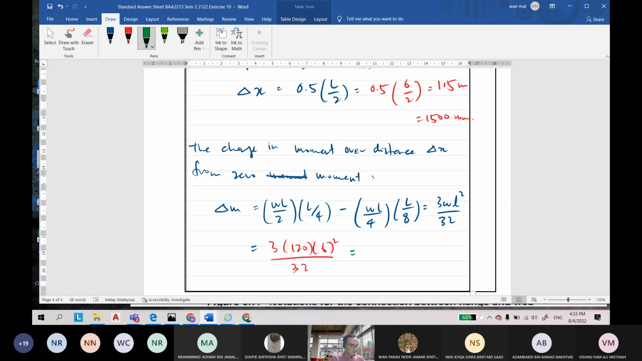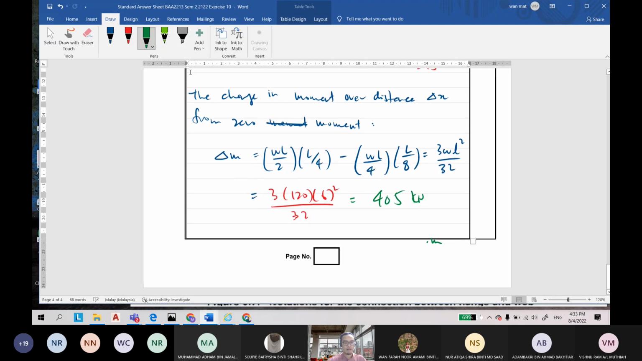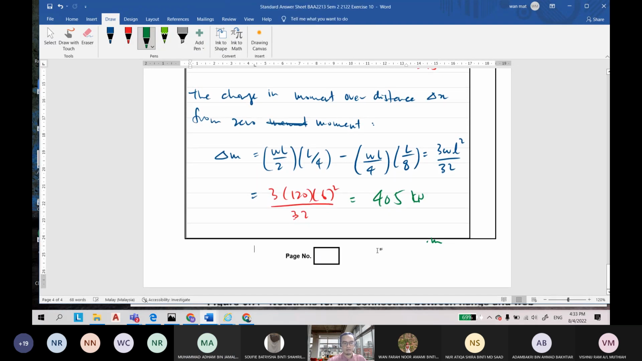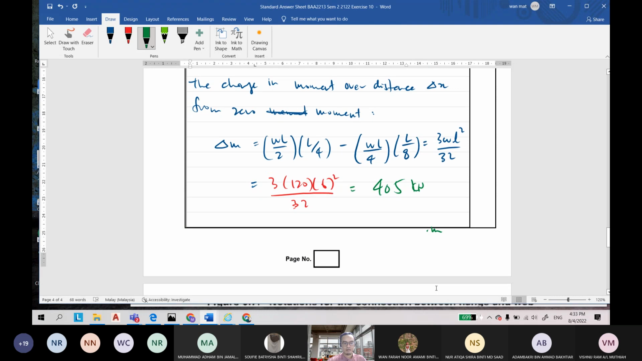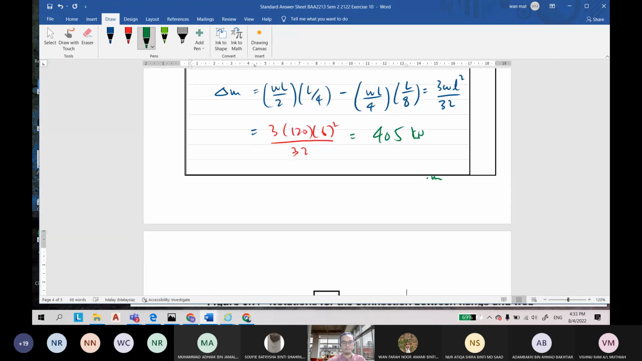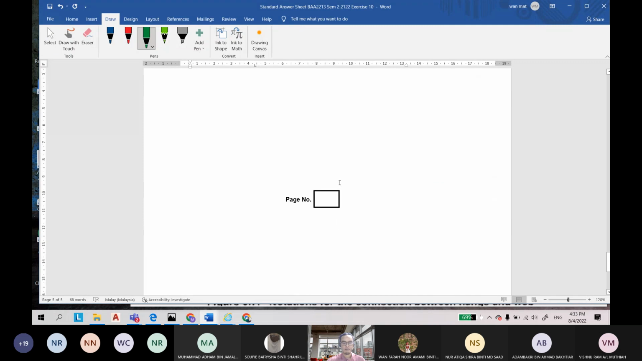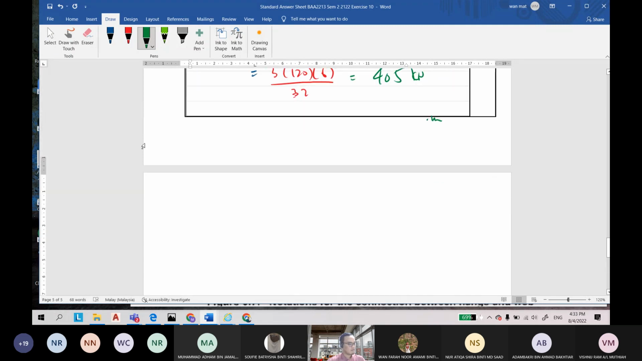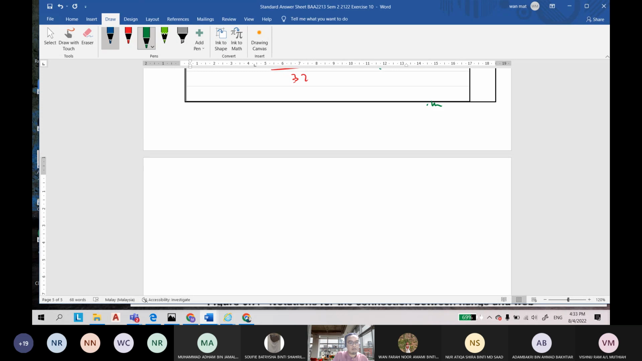Any answer for the delta moment? 405. Okay, 405, thank you. Kilonewton meter. And then, sorry, out of page.